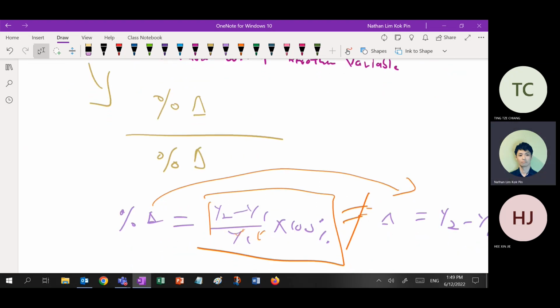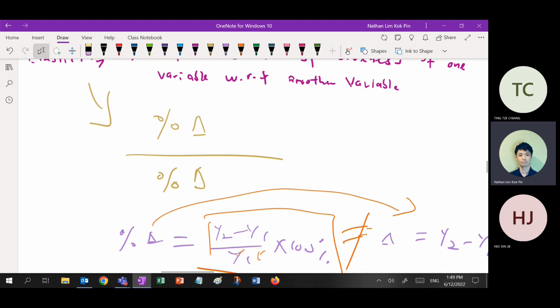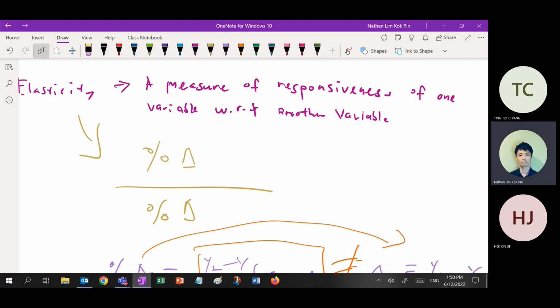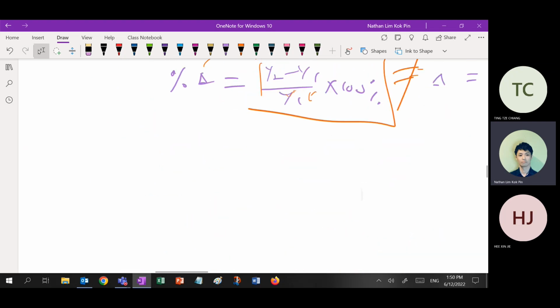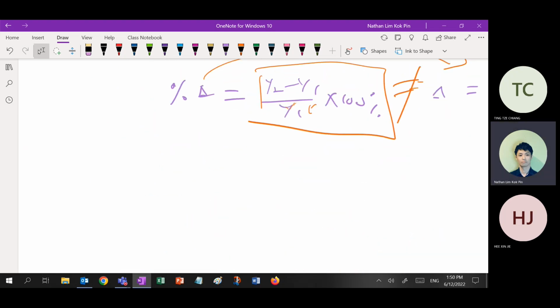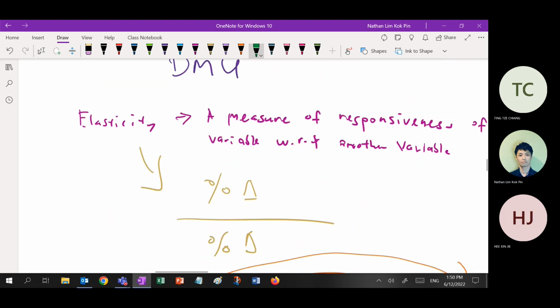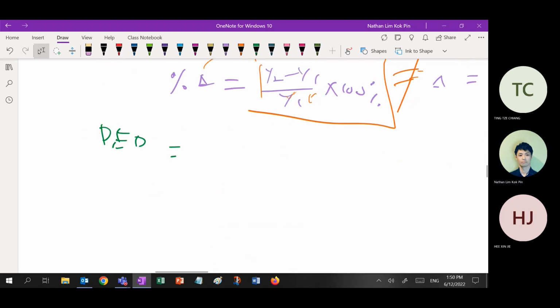If you can remember percentage change over percentage change, chances are you already got half right. So what is the variable? It depends on which one you want to count. Are you counting PED? If PED, I write another one. PED, this one you must remember: the D is always in the numerator.